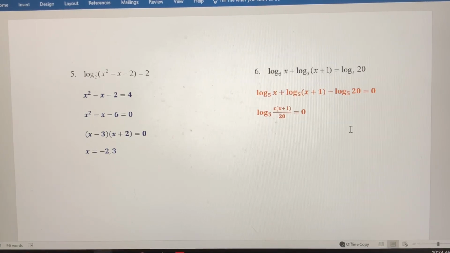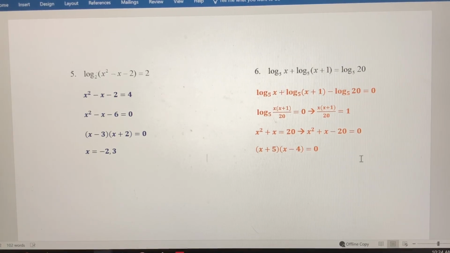Okay, so now we want to convert to exponential form. All right, so 5 to the 0 power is 1. That's where this 1 comes from, equals x times x plus 1 over 20. Okay, I'm going to multiply both sides by 20, and then I'm going to simplify the numerator here. So 20 times 1 is where this 20 comes from. x times x is x squared. x times 1 is x. Okay, so I've got a quadratic here. Let's get everything on the same side. So I'm going to subtract 20 from both sides, and now I'm going to factor. Okay, x plus 5 times x minus 4 equals 0.